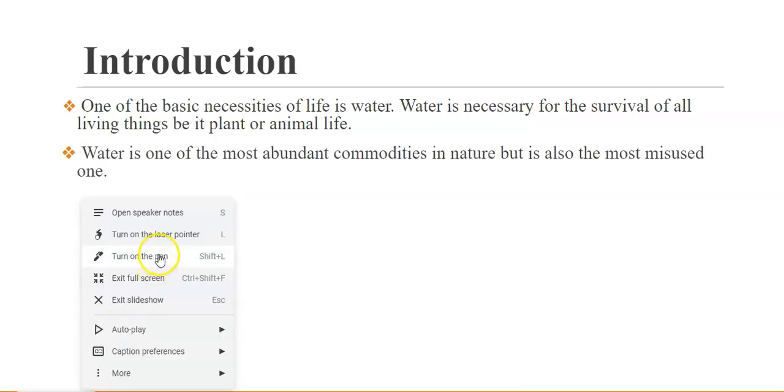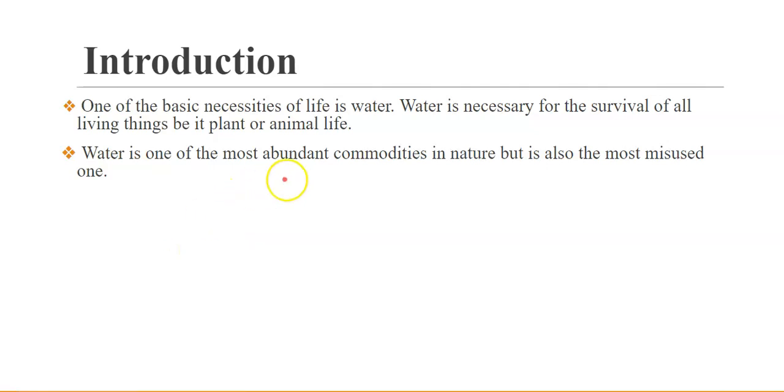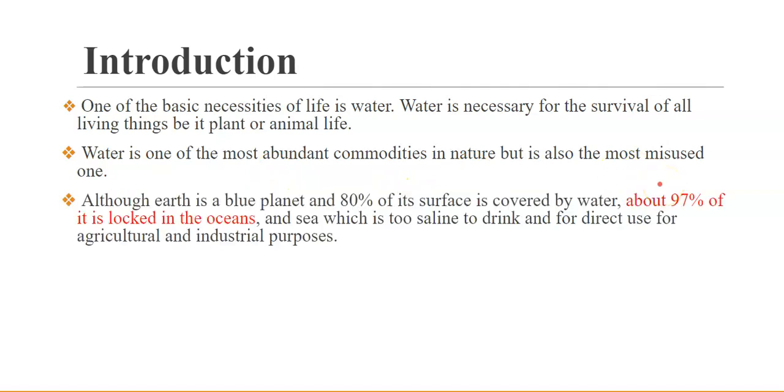Next, we also know that water is one of the most abundant commodities in nature and it is also the most misused one. Although Earth is a blue planet and it contains about 80% of water, out of this 80%, 97% of water is locked in oceans and seas. And we know that ocean and sea water is very saline. The salt content in it is very high. That is why we cannot directly use it for agriculture and industrial purposes.